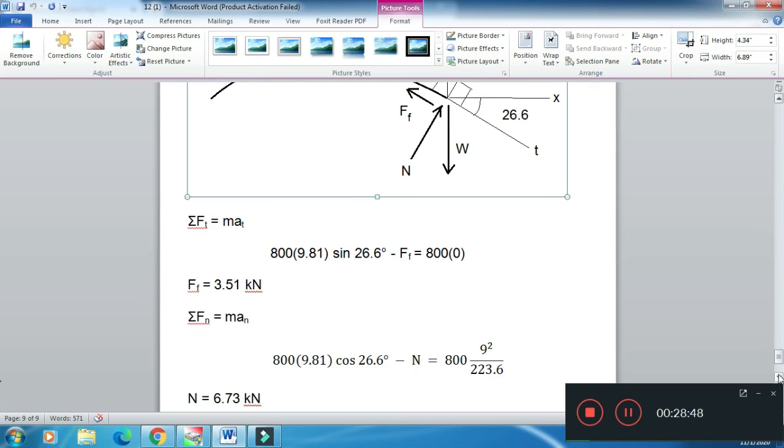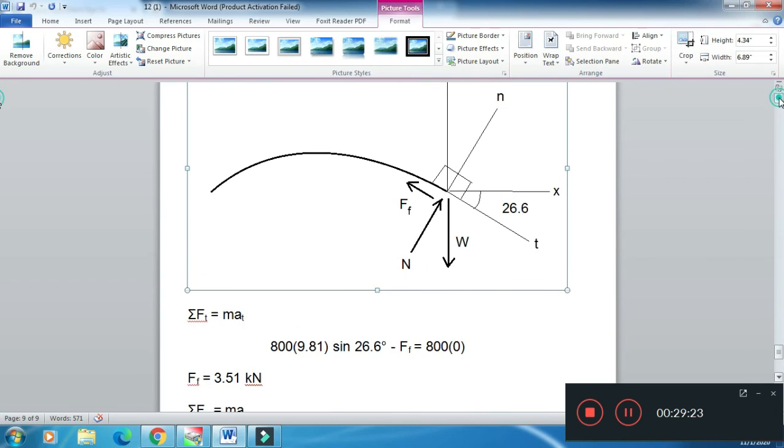In this question there is no acceleration in tangential direction. The reason is that the speed is constant, and when speed is constant there is no tangential acceleration. So here tangential acceleration is equal to 0. So this is the calculation of the forces when x is equal to 80.